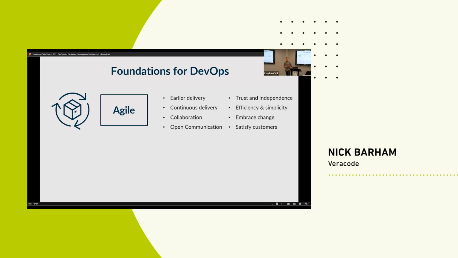How can we start to maybe improve the trust between different teams and different practitioners in our organization? And the focus of Agile in part was on building this cultural trust and these cultural bonds. But it's also about looking at the efficiency and simplicity of what you're doing.